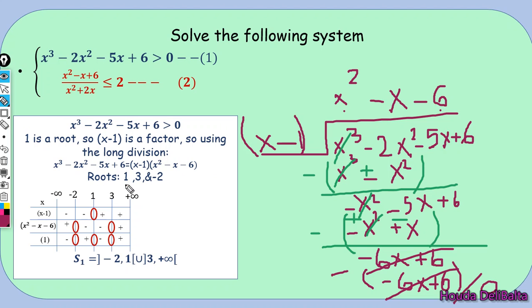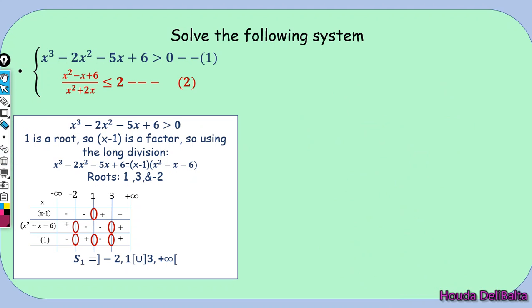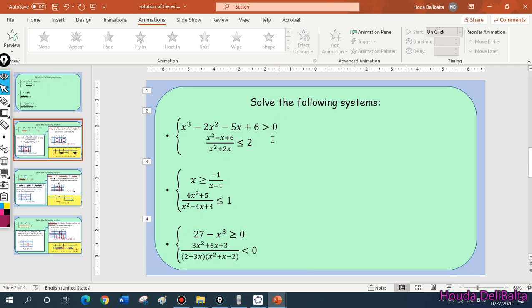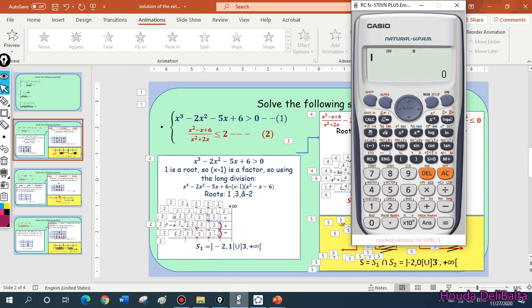The root for x minus 1 is 1, and using the calculator, the roots of this one are 3 and minus 2. Now, how to use the calculator to obtain the roots? You know the way of using the calculator. Let's use it and remind you of how to use it. First of all, I'm going to delete these, and here goes the calculator.